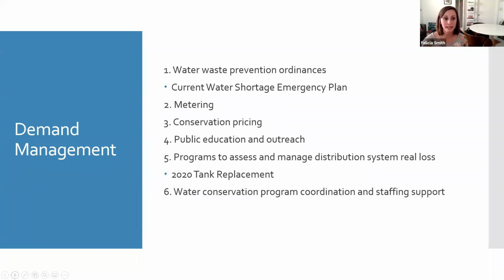Another component of demand management is looking internally at our own system and our system losses. And so when we produce water and we deliver it, what is the delta between that? And oftentimes that results in system loss. And so we're really trying to actively manage and, more importantly, repair any leaks that are in our system. In 2020, Patrick Foos completed a large tank replacement that did result in a reduction of water loss. So this is certainly a logical place to start in making sure that we don't waste water. And then the last component is conservation program coordination and staffing. So the city of Healdsburg has a utility conservation analyst that's split between our electric utility and our water utility.